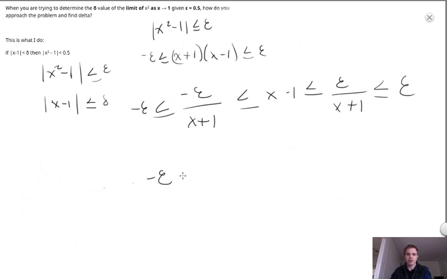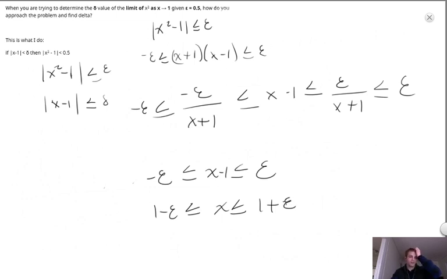So negative epsilon is less than or equal to x minus 1, which is less than or equal to epsilon. Okay, and then plus 1, so 1 minus epsilon is less than or equal to x, which is less than or equal to 1 plus epsilon. And then we can take these, both equal to delta. So delta is equal to whatever is less here. So let's use this. So this is 0.5. No, still the same problem.